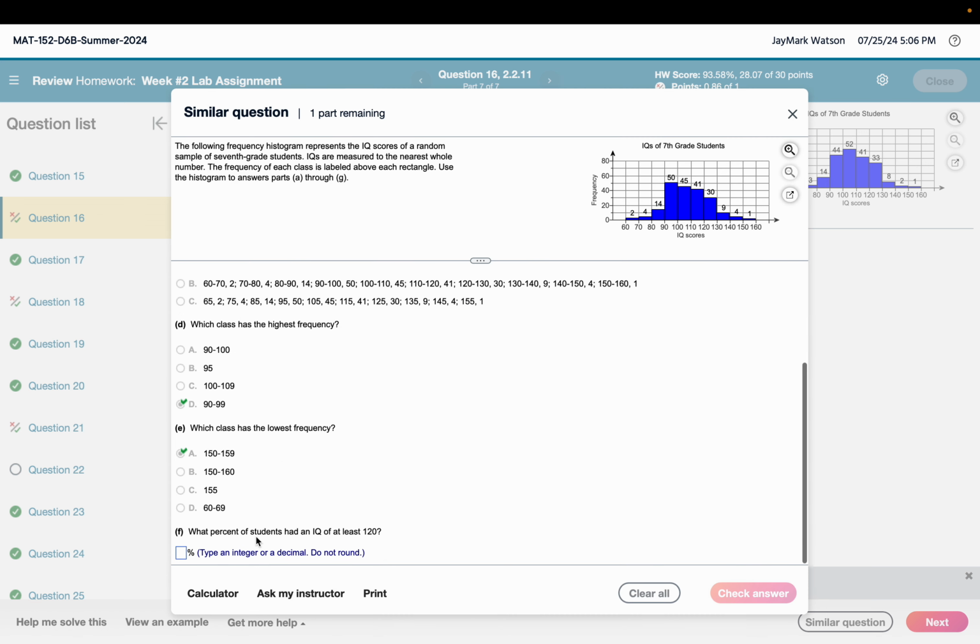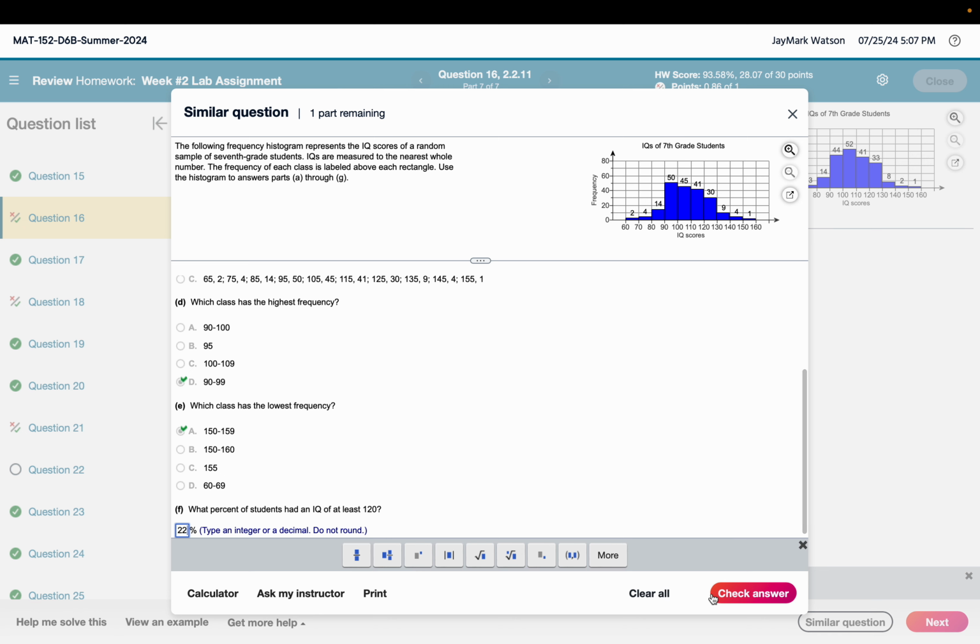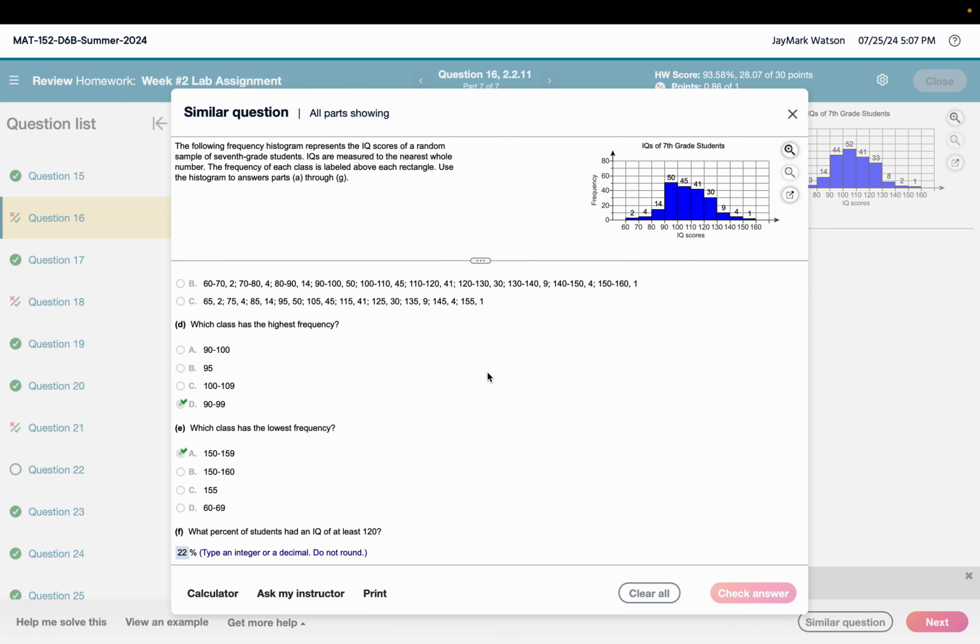So, what percent? All right, here's where we gotta do some actual math. What percent of students had an IQ of at least a 120? So, this is where we're cutting it off. So, there's 200, so let's just add everything from here onward. So, 30, 39, 43, 44. So, that's 44 out of 200, so that's 22 out of 100, so that's 22%. So, there you go.